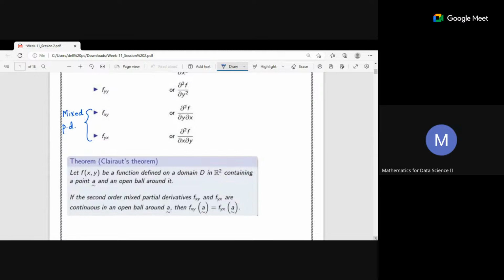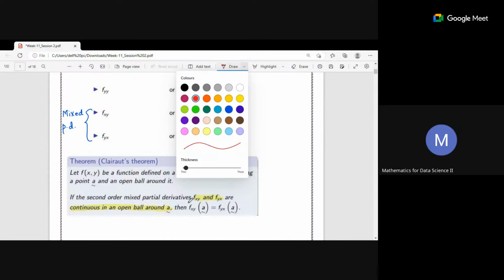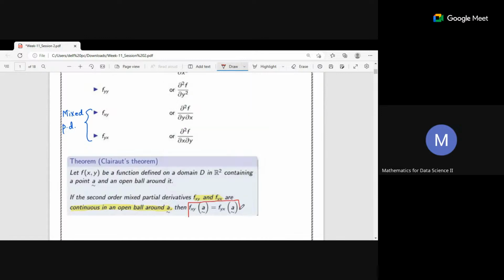Okay. So what is the condition you need to check that they are equal? The mixed partial derivatives fxy and fyx, they should be continuous in an open ball around A. If this happens, then you know that this condition is satisfied. Okay. So this is Clairaut's theorem for functions of two variables. Okay, fine.